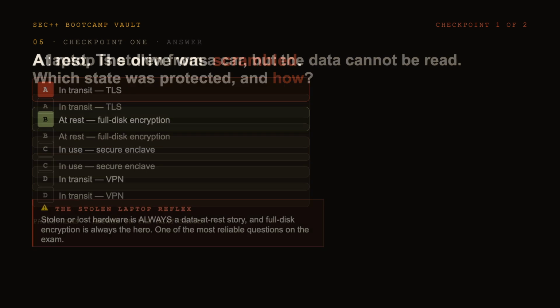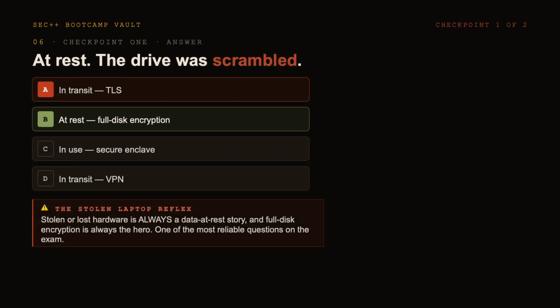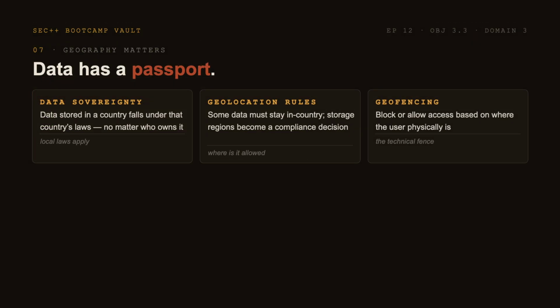Pause now. The answer is B. Data at rest, protected by full disk encryption. The laptop was off, the data was sitting on the drive, and the whole drive was scrambled. Stolen or lost hardware is always a data at rest story, and full disk encryption is always the hero. That is one of the most reliable questions on the entire exam.